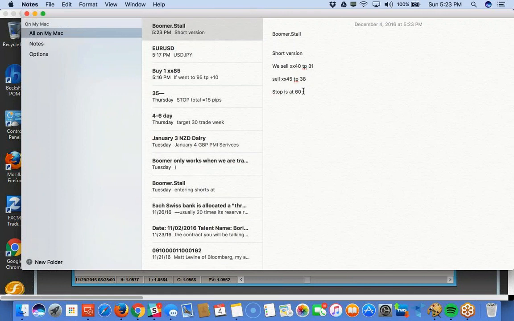What this means is we lose 20 on the 40 lot, we lose 15 on the 45 lot, we're minus 35 on our stop, right? And our take profit is always plus 9, right? So 40 plus 9 is 31. 45 plus 7, the reason why it's 7 is because we pick up 2 extra points on the first position. The first position, 40 minus 38 is plus 2. 45 minus 37 is plus 7. Altogether makes 9. Our TP is 9.